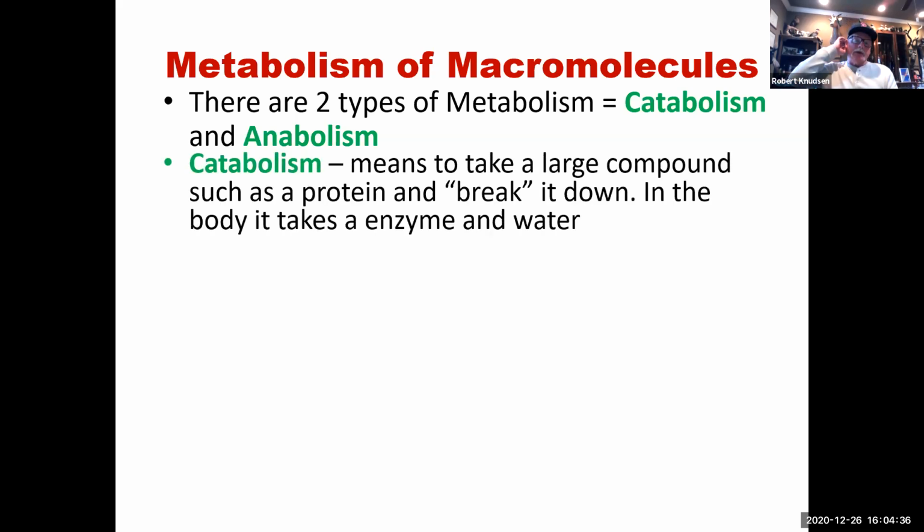Catabolism means you take a large compound such as a protein and break it down into amino acids. Now we're starting to get into the human body as well as other living things. In the body, it takes an enzyme and water to make catabolism. So you have to have a specific enzyme. You're saying, well, why can't you just have a generalized enzyme? Because then you don't have any control. You need one enzyme that breaks down one compound, period.